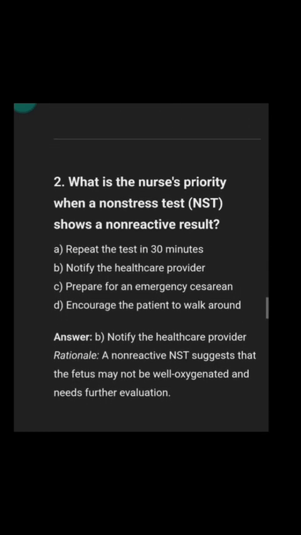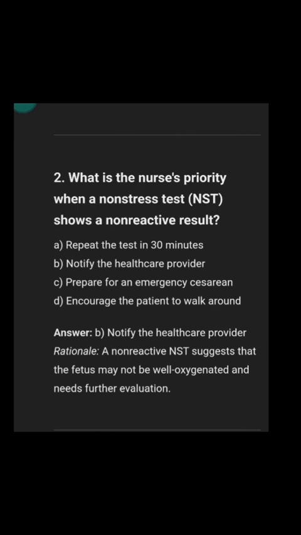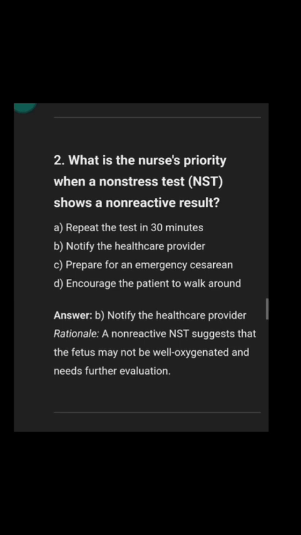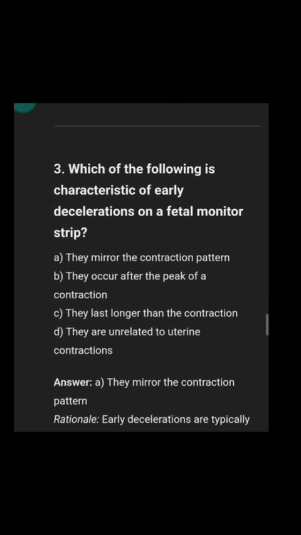2. What is the nurse's priority when a non-stress test, NST, shows a non-reactive result? A. Repeat the test in 30 minutes. B. Notify the healthcare provider. C. Prepare for an emergency cesarean. D. Encourage the patient to walk around. Answer: B. Notify the healthcare provider. Rationale: a non-reactive NST suggests that the fetus may not be well oxygenated and needs further evaluation.